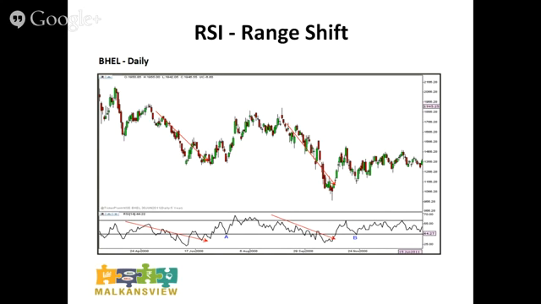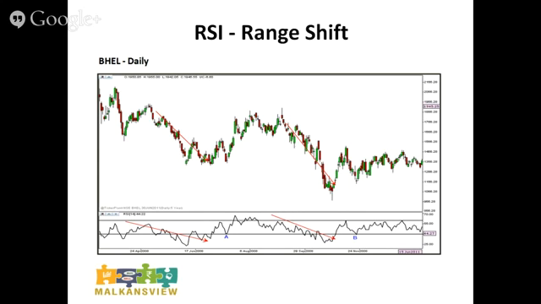So whenever markets are moving between 40-60, it is supposed to be a sideways market. When they are tracking 40-80, it is supposed to be a bullish market. And when they are tracking 60-30 or 60-20, they are supposed to be in a bearish market. So this is a bullish range shift in the market.